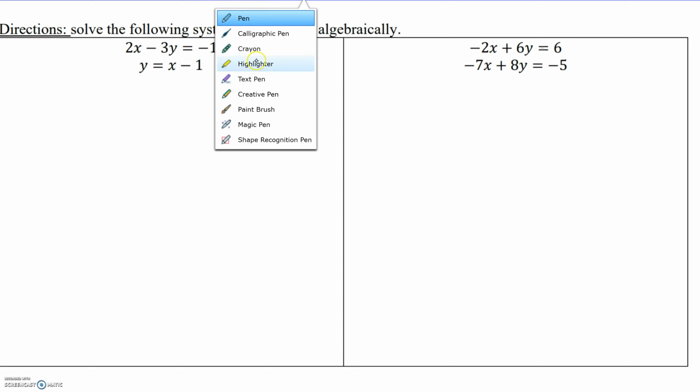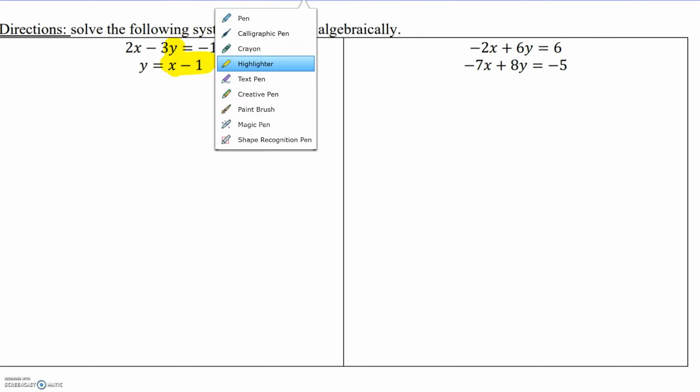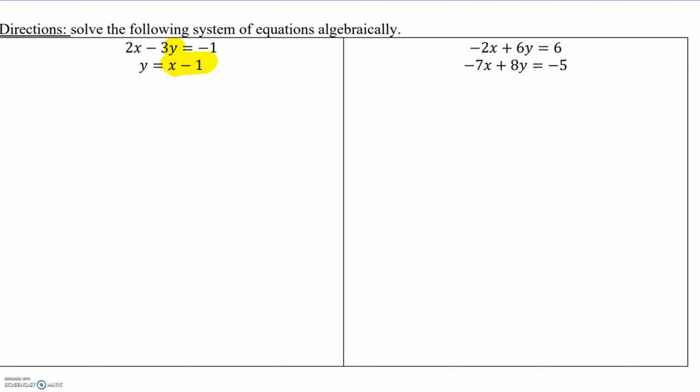This first question right here, you'll notice that your y value is isolated already. So substitution would be the most efficient to use. So I'm going to rewrite the top one, 2x minus 3y equals -1 because it's not isolated. And every time I see a y, I'm going to replace it with the expression x minus 1.